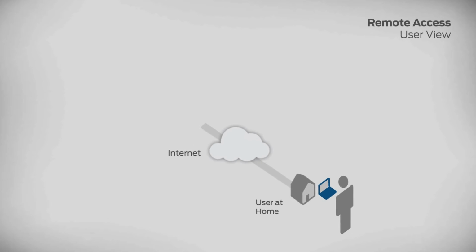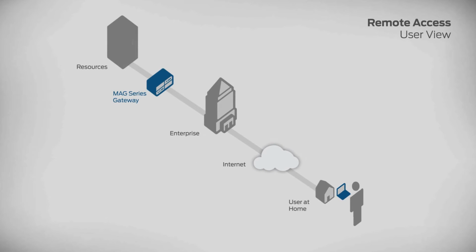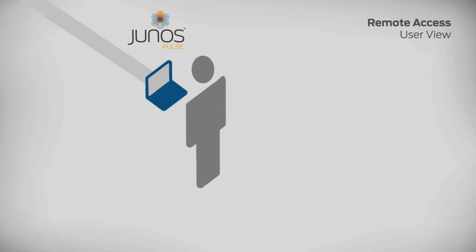Let's see how a typical user would connect via the Junos Pulse Secure Access Service. From home, the user can access network resources by simply bringing up the Junos Pulse client on his laptop and clicking Connect. Email and data-heavy applications are easy to access, even if the user's connection is slow.